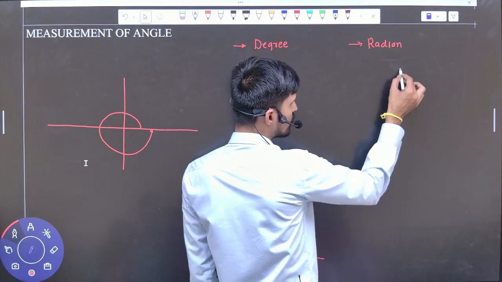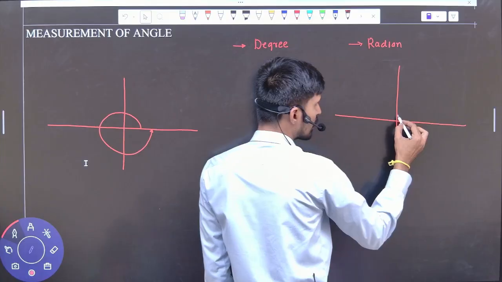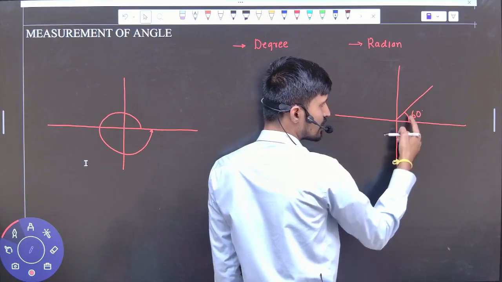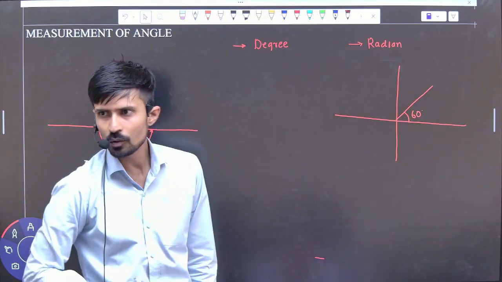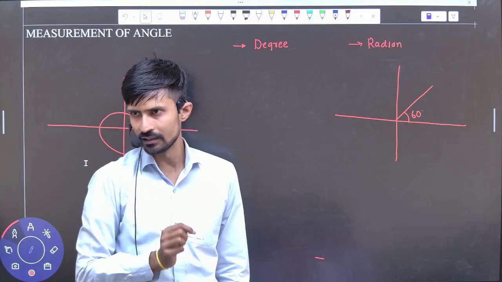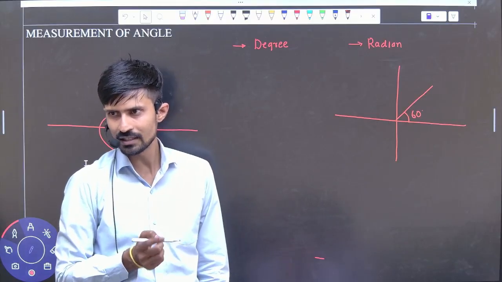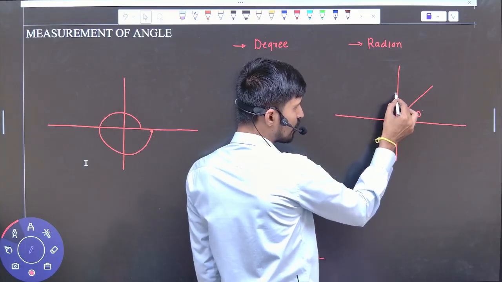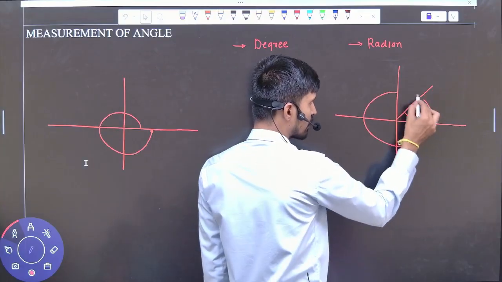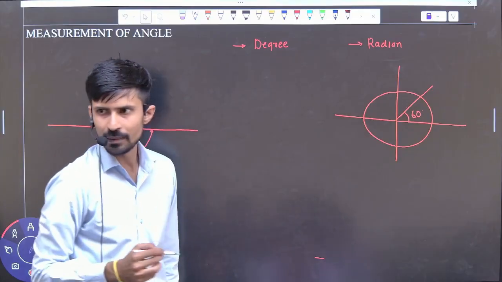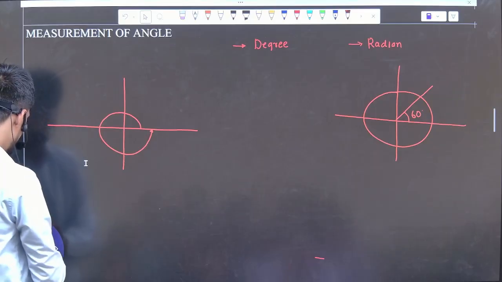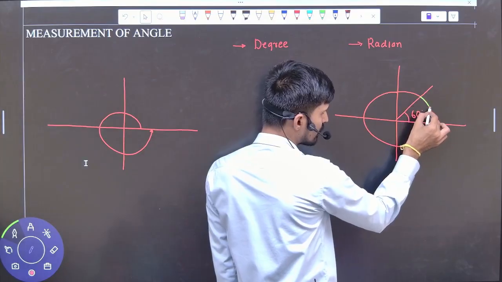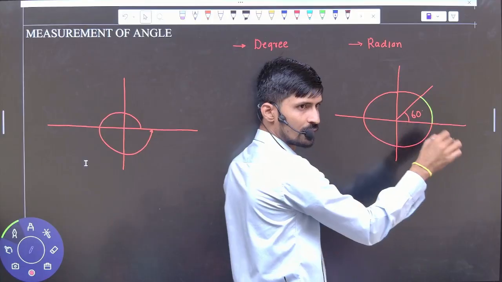So suppose this is 60 degree. This angle is in degree and I want to write that 60 degree in radian. So how will I write it in radian? What is radian actually? If I want to write this 60 degree in radian, what will I do? First of all, I will make a circle of radius 1. And on that circle, this length we will say is the angle.